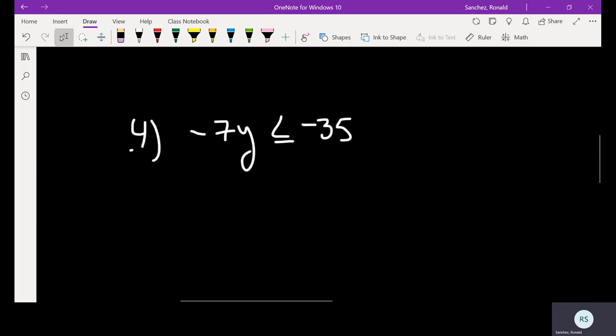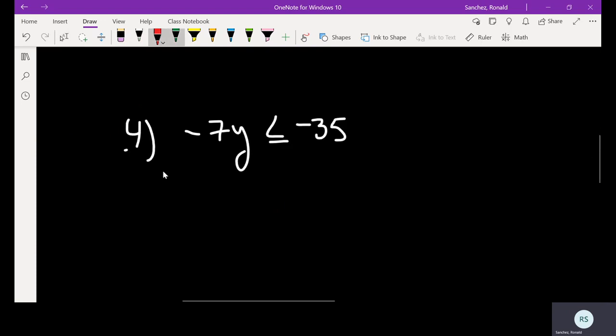Same thing happens when I divide by a negative number. When I divide by a negative number, I must switch the sign, which is what is going to happen in this problem. I have -7 times y. The opposite of multiplying times -7 is to divide by -7. So I'm going to do that to both sides.